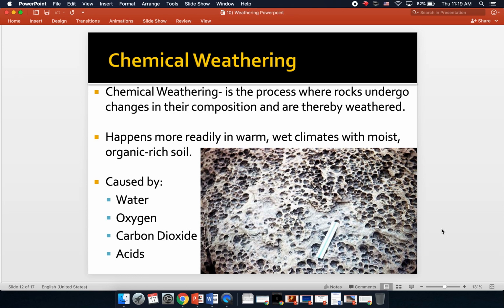All right, on to chemical weathering now. Chemical weathering is the process where rocks undergo changes in their composition and are thereby weathered. So we're having a chemical reaction that's causing the rock to break down. This is going to happen more readily in warm, wet climates with moist, organic-rich soil. This can be caused by water, oxygen, carbon dioxide, and various acids.